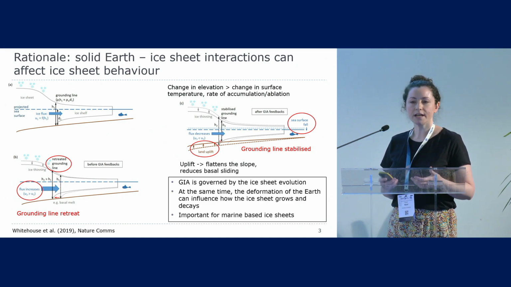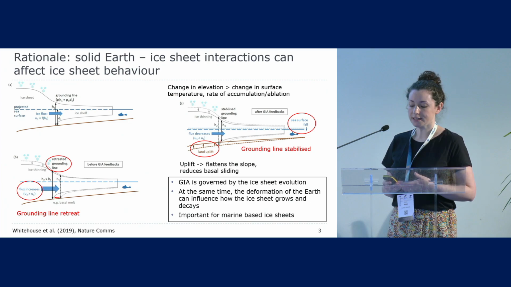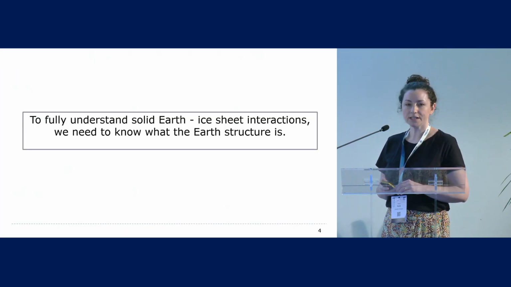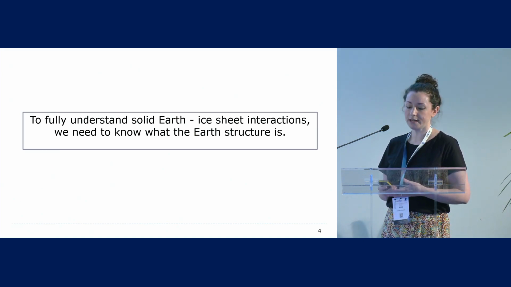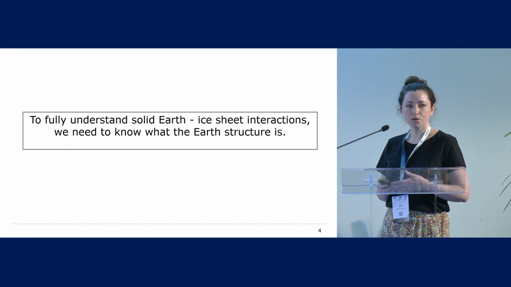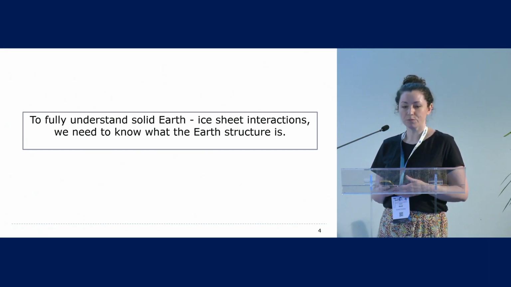So whilst our GIA response is governed by ice sheet evolution, at the same time, the deformation of the Earth can affect how an ice sheet might grow or decay. And this is particularly important for marine-based ice sheets, such as the West Antarctic ice sheet. To fully understand the solid Earth ice sheet interactions, we really need to know what the underlying Earth structure is. And in this next part of the talk, I'm going to speak about how we might find that out and some of the main advances in GIA modelling.